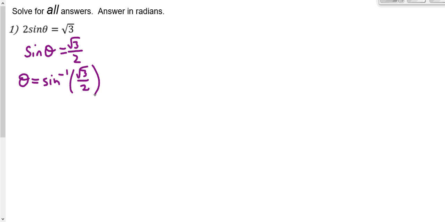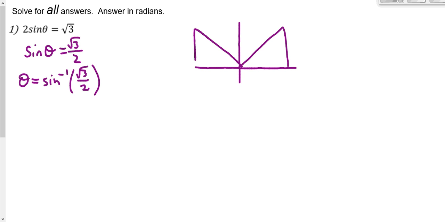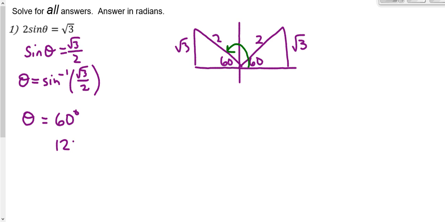And now we think about this. Okay, so square root 3 over 2 is positive. So that means for sine to be positive, we're in quadrant 1 or we're in quadrant 2. And we know the opposite would be square root 3 and the hypotenuse would be 2. So we figure out that we have a 60-degree reference angle. And so one answer is 60 degrees and the other answer is 120 degrees. We'll convert it to radians in a minute. So we have theta is 60 degrees or theta is 120 degrees.